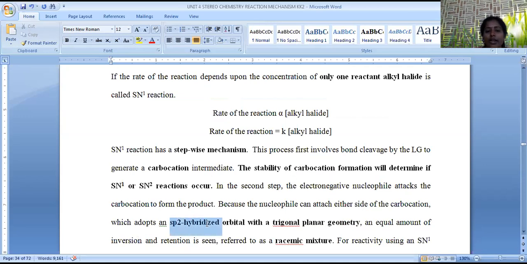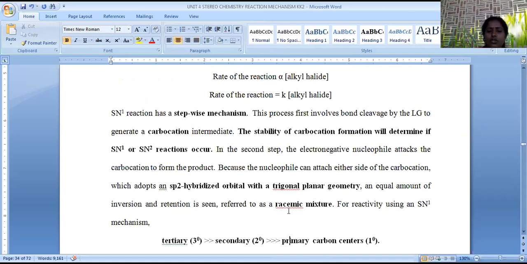The formed carbocation is sp2 hybridized with trigonal planar geometry. It is planar in nature. Because of its planar nature, we get a mixture of two products, one with retention and the second with inversion of the configuration. The final product is called a racemic mixture. The SN1 reaction leads to formation of a mixture of two products, one dextrorotatory and the second levorotatory, 50% dextrorotatory and 50% levorotatory. The final product is called a racemic mixture.